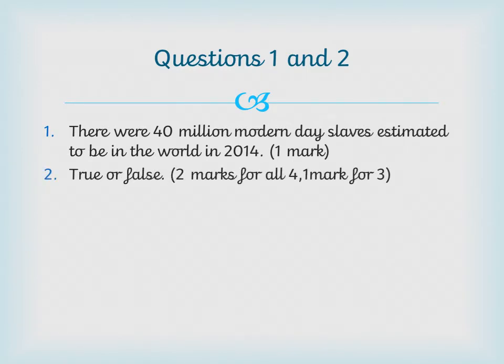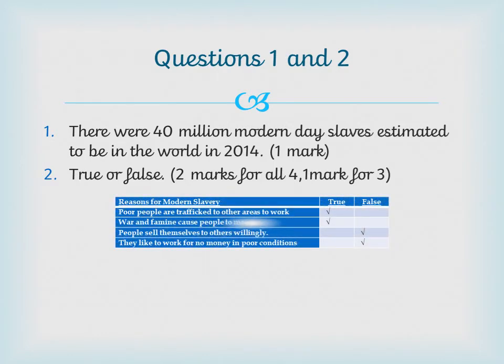Okay, true or false, two marks for all four, one mark for just the three of them. So here we go. Reasons for modern slavery, true or false. Poor people are trafficked to other areas. That's true. War and famine cause people to move. That's true. People sell themselves to others willingly. Well, nobody does that. That's false. And they like to work for no money in poor conditions. I don't think anyone would like to do that either. That's false also, even though it happens.